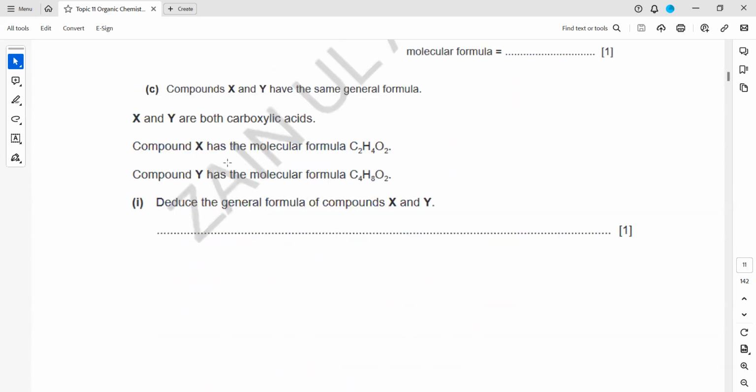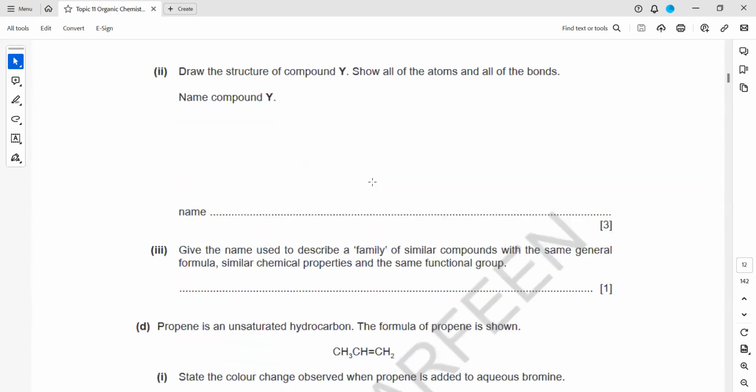Draw the structure of compound Y, showing all the atoms and all the bonds. So compound Y is a carboxylic acid with 4 carbon atoms. Name of compound Y: because 4 carbon atoms, what is the prefix used for 4? The prefix which you use for 4 is but. But because it's a carboxylic acid, it will be anoic acid. So it is butanoic acid.